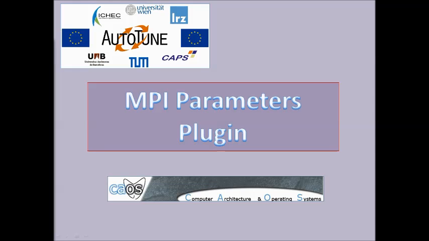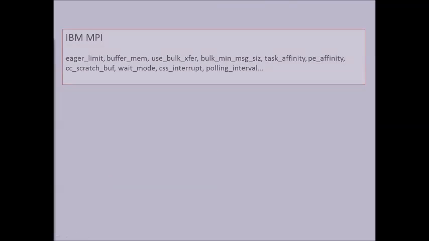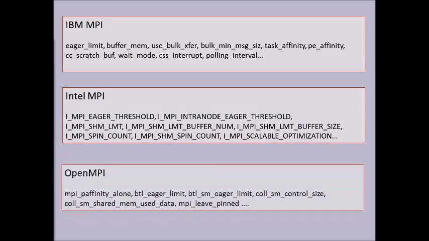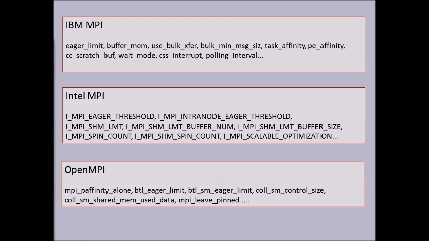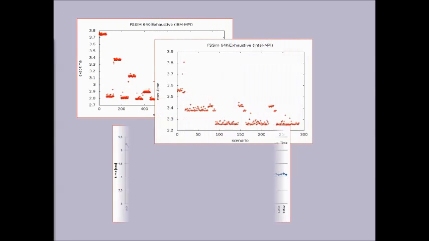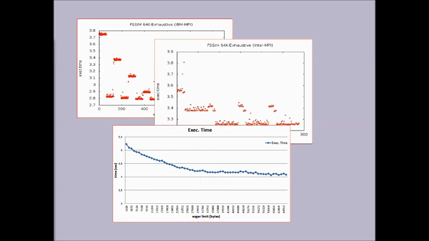Welcome to the introduction to the MPI parameters plugin developed by the Universitat Autònoma de Barcelona group for the AutoTune European project. The motivation for this plugin is the huge amount of parameters present on any MPI implementation that can affect the execution time of applications using this library. We have seen that changing the values of certain parameters affects significantly the execution time of the application.